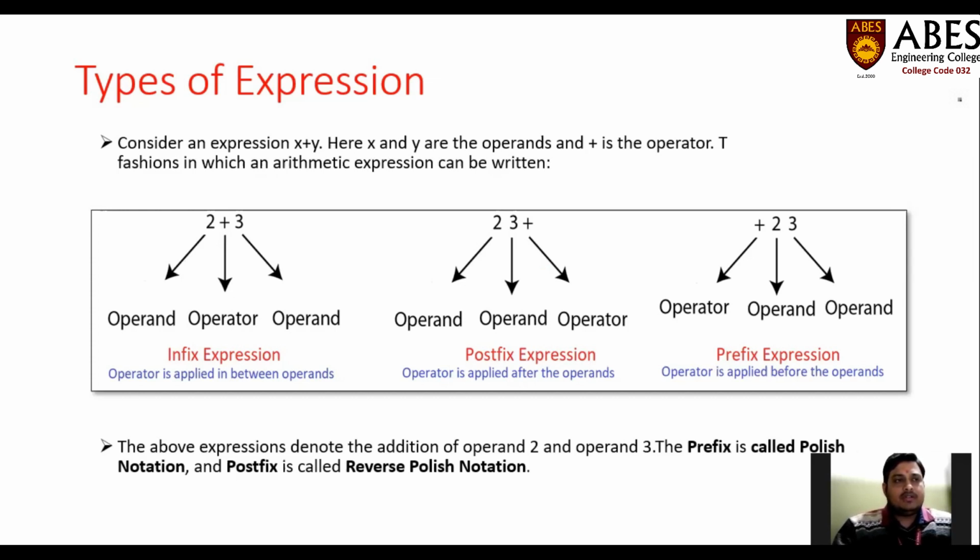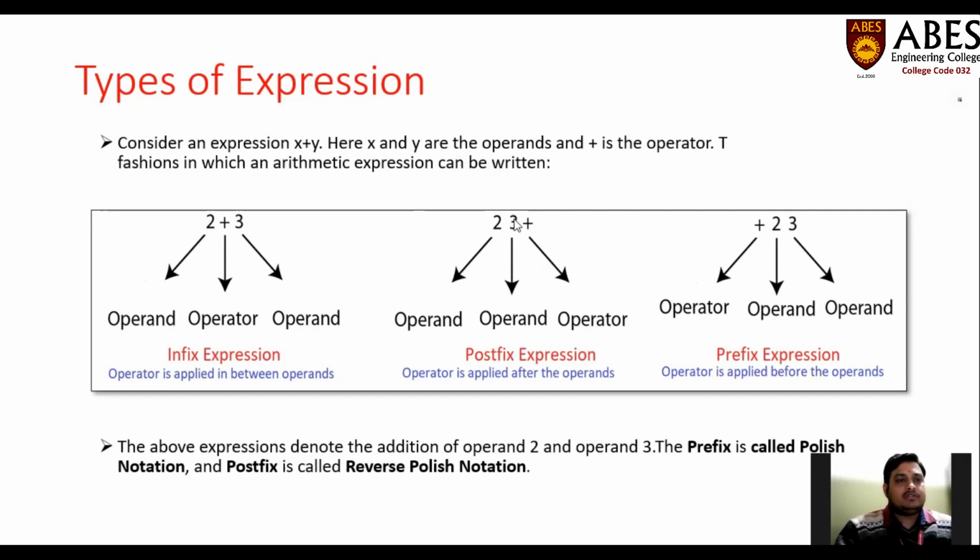Here one example is given: x plus y. Here x and y are the operands and plus is the operator. So there are three ways to write an arithmetic expression. You can see here 2 plus 3. Here the operands are 2 and 3 and plus is the operator. The operator is in between the operands. This type of notation is known as infix expression.